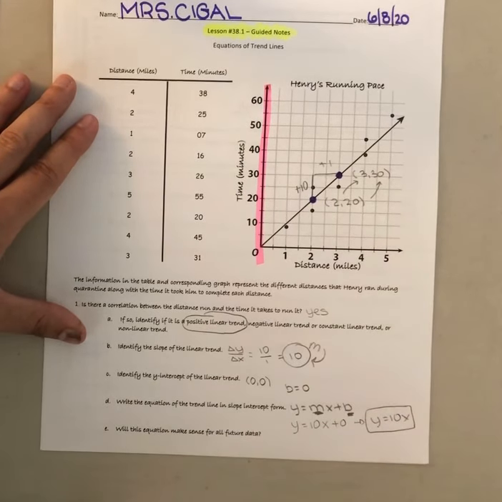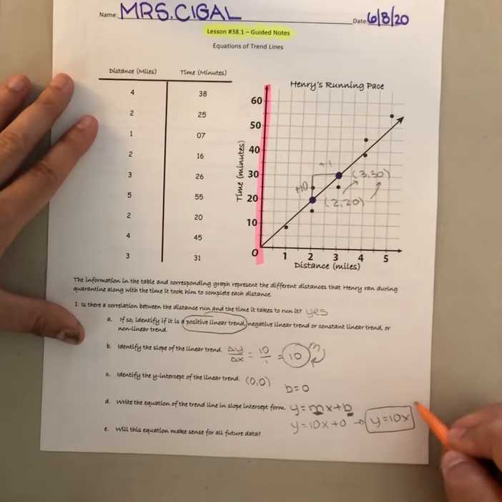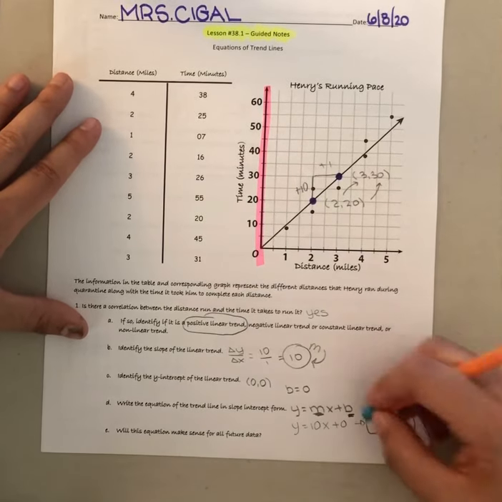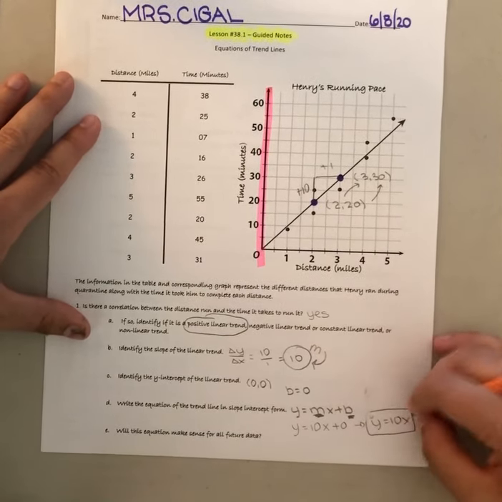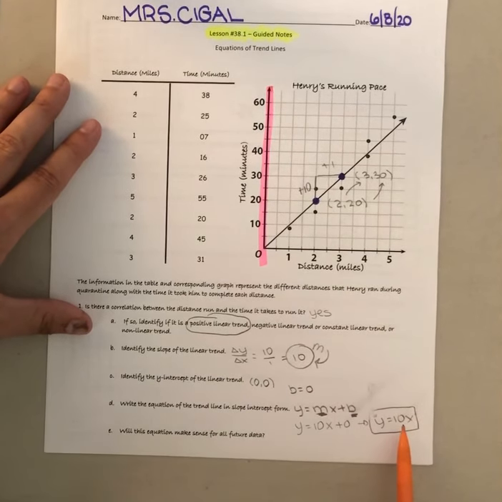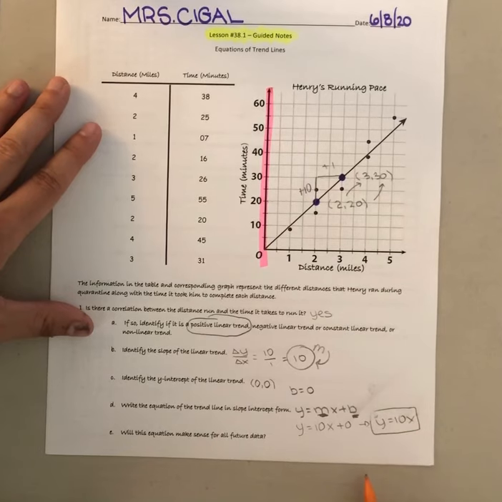So theoretically, this trend line can tell us exactly how long it would take Henry to run just by plugging in number of miles for x. Or I could plug in a total time for y, solve for x to see how many miles it would be for that amount of time. So this is our equation. So his rate of change, he's running 10 minutes per mile, and we have an intercept of 0.